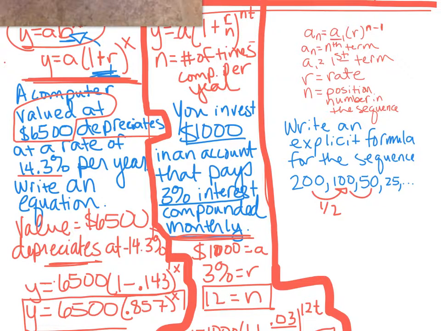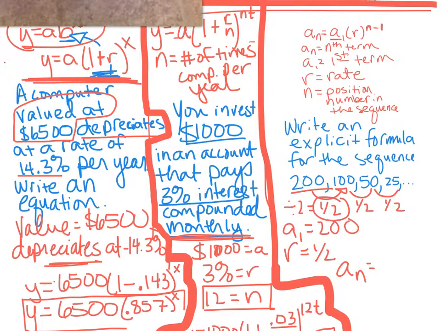So remember, when your sequence is getting smaller, you want to think, well, what am I dividing by? You're dividing by 2. Division by 2 is the same as multiplication by 1/2. So I now know that my A1 is 200 because it's always your starting value. And then my R is 1/2 because I have 1/2 as much each time. So then my equation for the explicit formula is just a sub n equals 200 times 1/2 to the n minus 1.